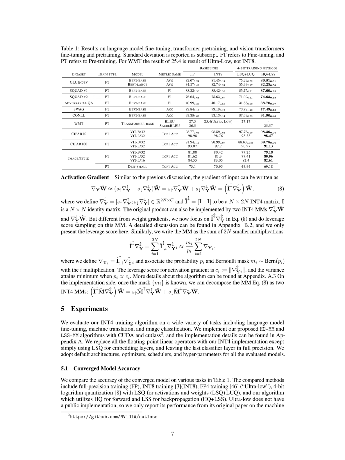Now, let's discuss the accuracy of the final models. We've compared these across different tasks and summarized the results in a table. The methods compared include full precision training, FP, INT8 training, INT8, FP4 training, which we've referred to as ultra-low, 4-bit logarithm quantization with LSQ for activations and weights, LSQ plus LUQ, and finally, our algorithm that employs HQ for forward and LSS for backpropagation, HQ plus LSS.